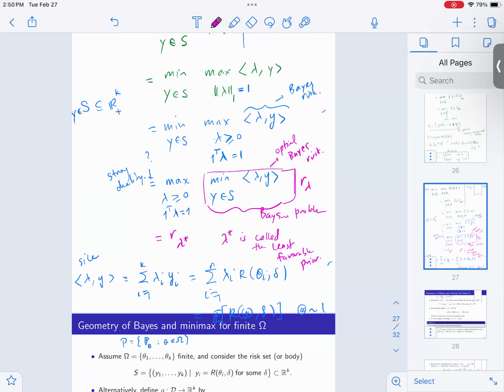So once I solve this, I find this dual problem, and I find lambda star. Then I can go back and argue that all the sets hold with equality. So the solution of this part, I know, is a Bayes rule. So basically, the Bayes rule associated with that prior would be.